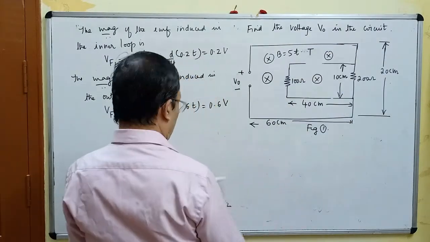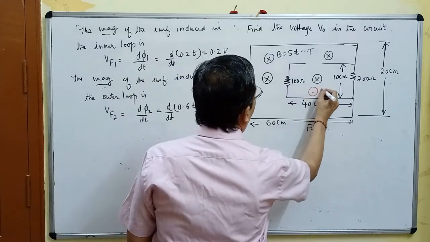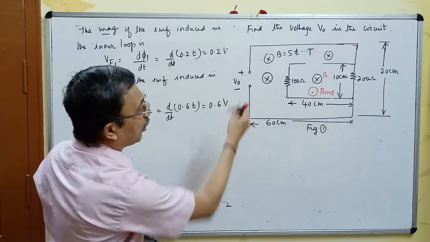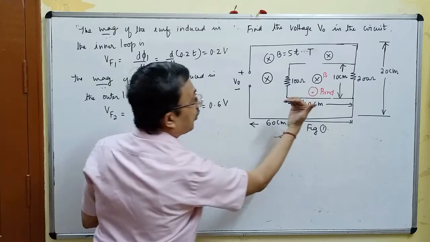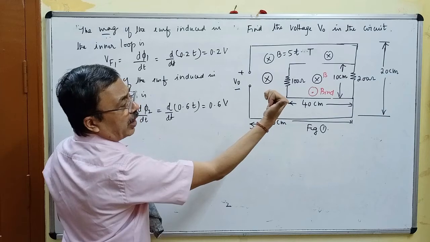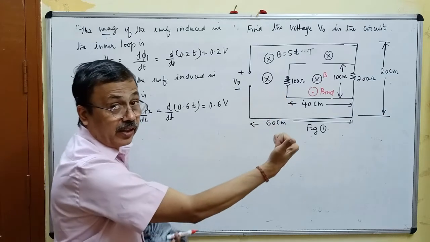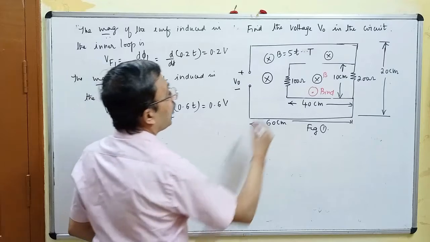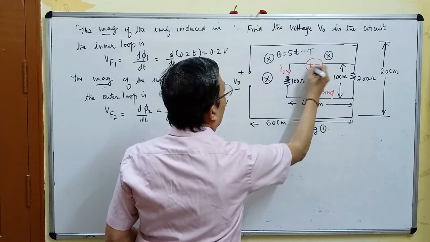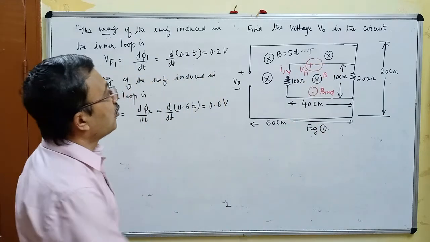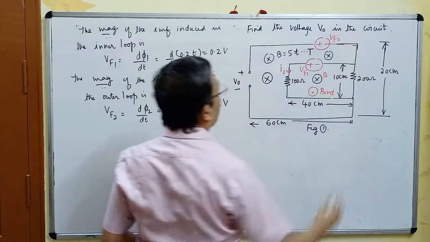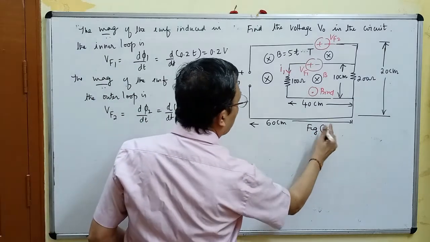So this is the direction of B. This should be the direction of B induced. B induced is coming out of the board. Thumb should be in the direction of B induced and fingers must indicate the direction of the induced current. So if thumb is coming out, my fingers are closing in the anti-clockwise direction. Therefore the current I1 should be in the anti-clockwise direction. Hence the polarities of Vf1 should be like this. Similarly, the polarities of Vf2. The polarities of Vf1 and Vf2 are as shown in figure number 2.